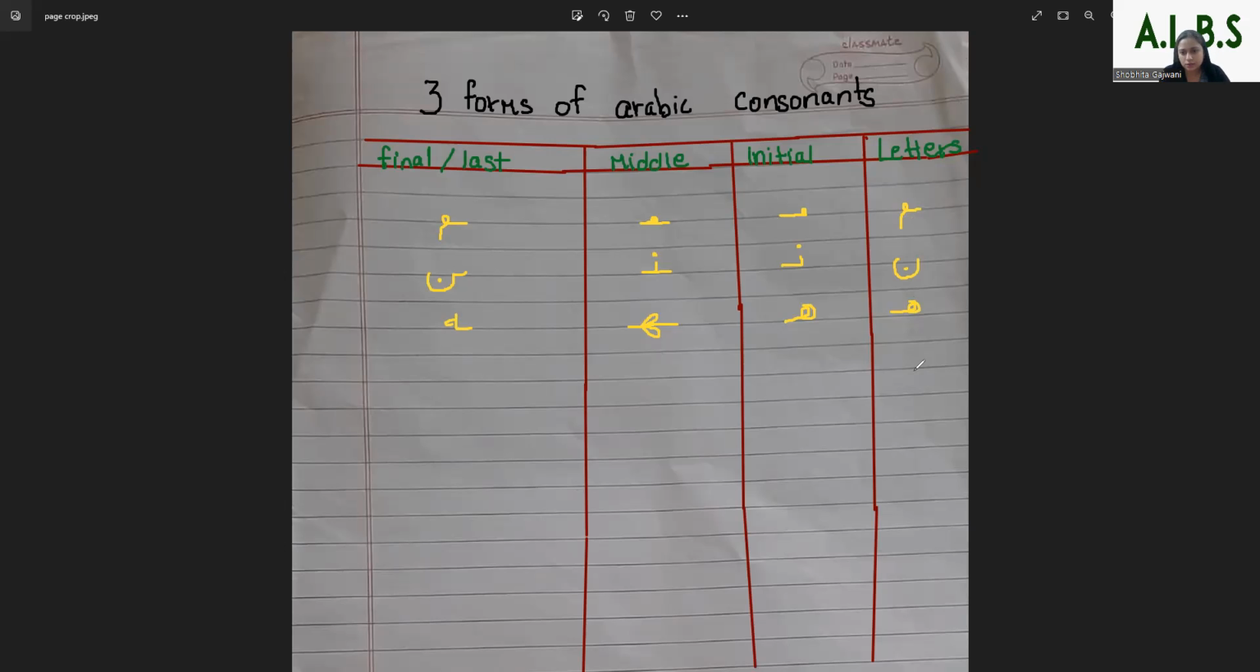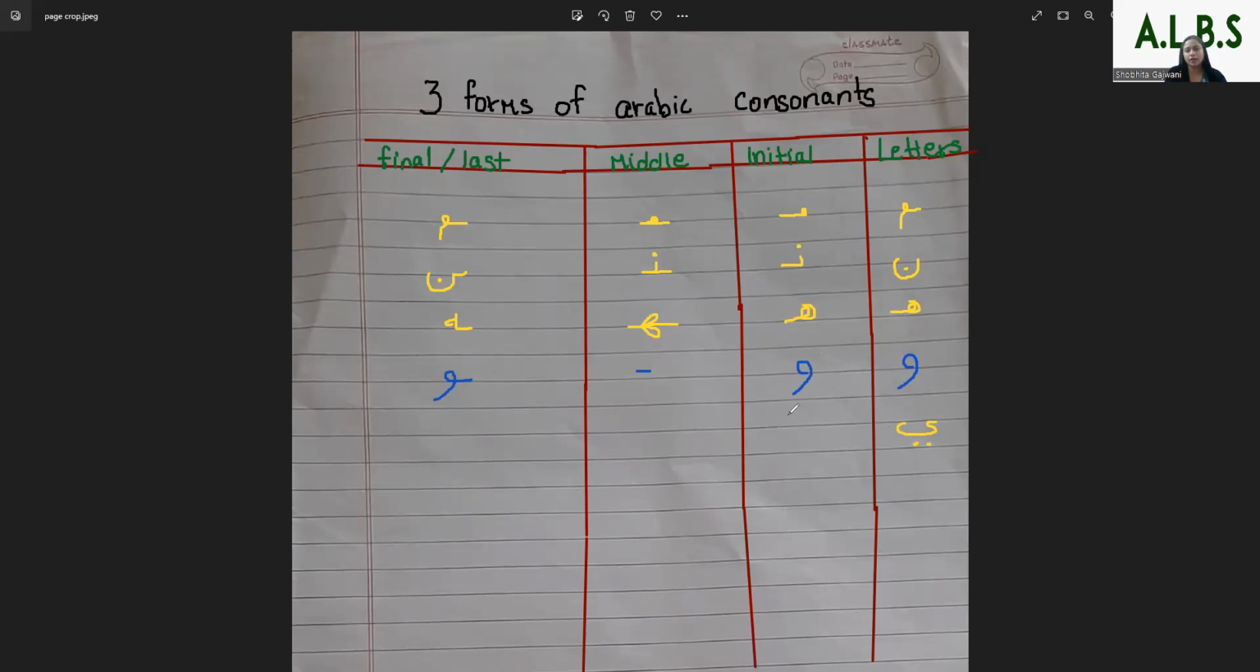Now the last disjoining letter, that is waw. Initial form, it is the same. It does not have any middle form. And the final form, the structure of the letter is same, but it has the tail from the right side.